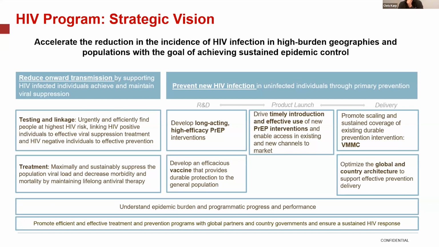We've been working on vaccines, as the whole world has, for about 40 years. I would say, in some ways, like fusion power, it's only 10 or 20 years away. Also working on biologics in this space as well. Working in terms of product launch, again, of what is closest, we think, which are PrEP interventions, and on the downstream side, promoting scaling and sustained coverage of voluntary male medical circumcision, and again, work on optimizing the global and country architecture to support effective prevention.